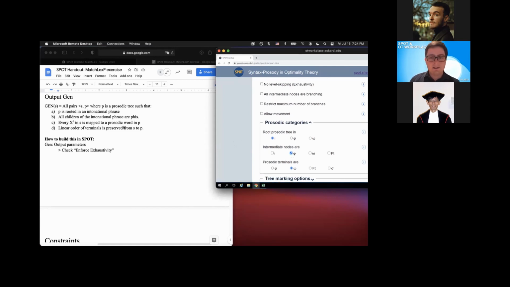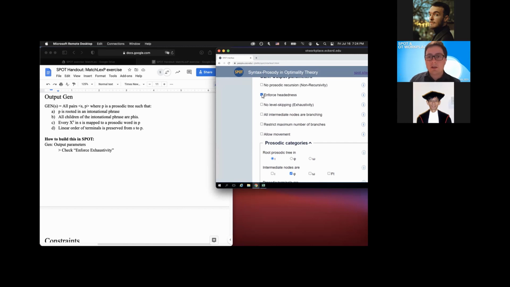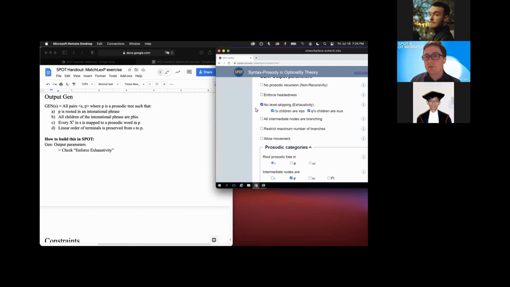And then every head is mapped to a prosodic word in the prosodic tree. Another way of saying that is that all the prosodic terminals are words. So the verb and the two nouns will each separately be mapped to a prosodic word. We're not going to allow movement, so we want everything to remain in the same order. And the only other thing is that we're going to say no level skipping, or in other words, we're going to enforce exhaustivity. So what this means is we can't have an iota that immediately dominates a word. There has to be a phi in between.